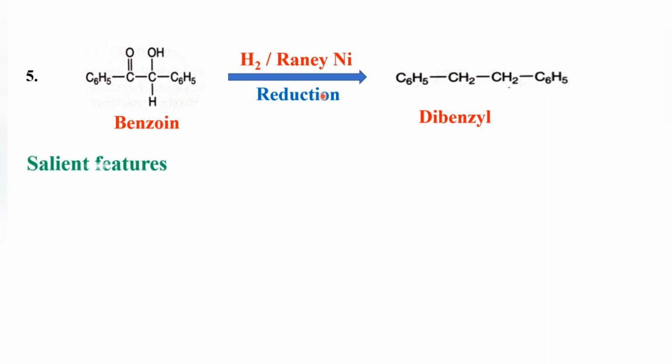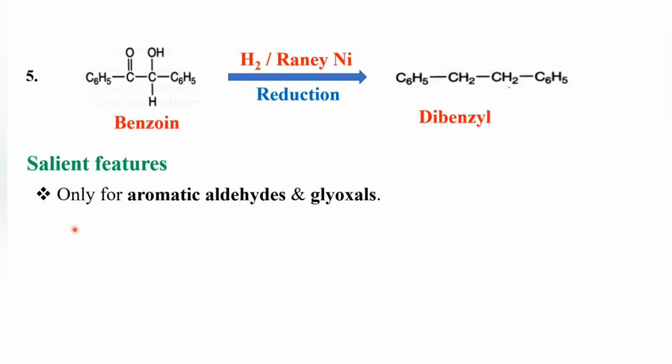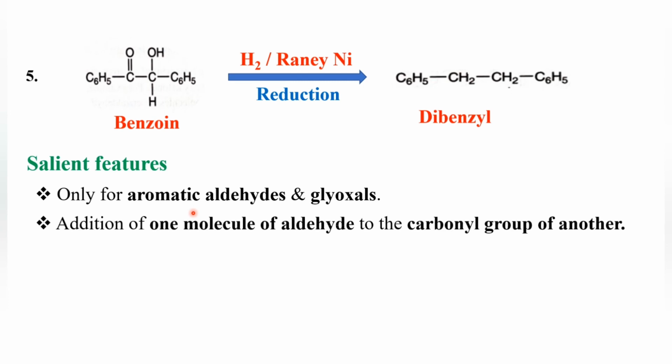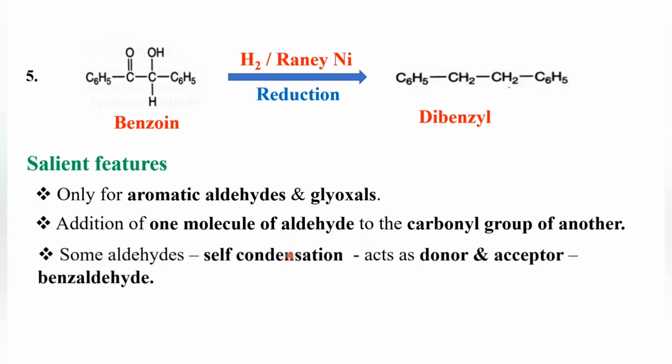Now we are going to see the salient features of this benzoin condensation. Already we have seen this is only for aromatic aldehydes and glyoxals. So only aromatic aldehydes and glyoxal can undergo this condensation. There may be addition of one molecule of aldehyde to the carbonyl group of another molecule of aldehyde. Some aldehydes undergo self-condensation, acting as both donor and acceptor. The main example for this is benzaldehyde.